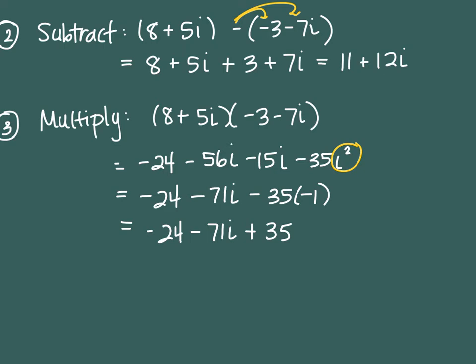So the trickiest part of FOIL is always the L part, the last part, where you're going to end up with i squared. And when you group those two together, 35 and negative 24, you'll end up with 11 minus 71i. Does the order matter? The i part should always come last. Yep, always come second.